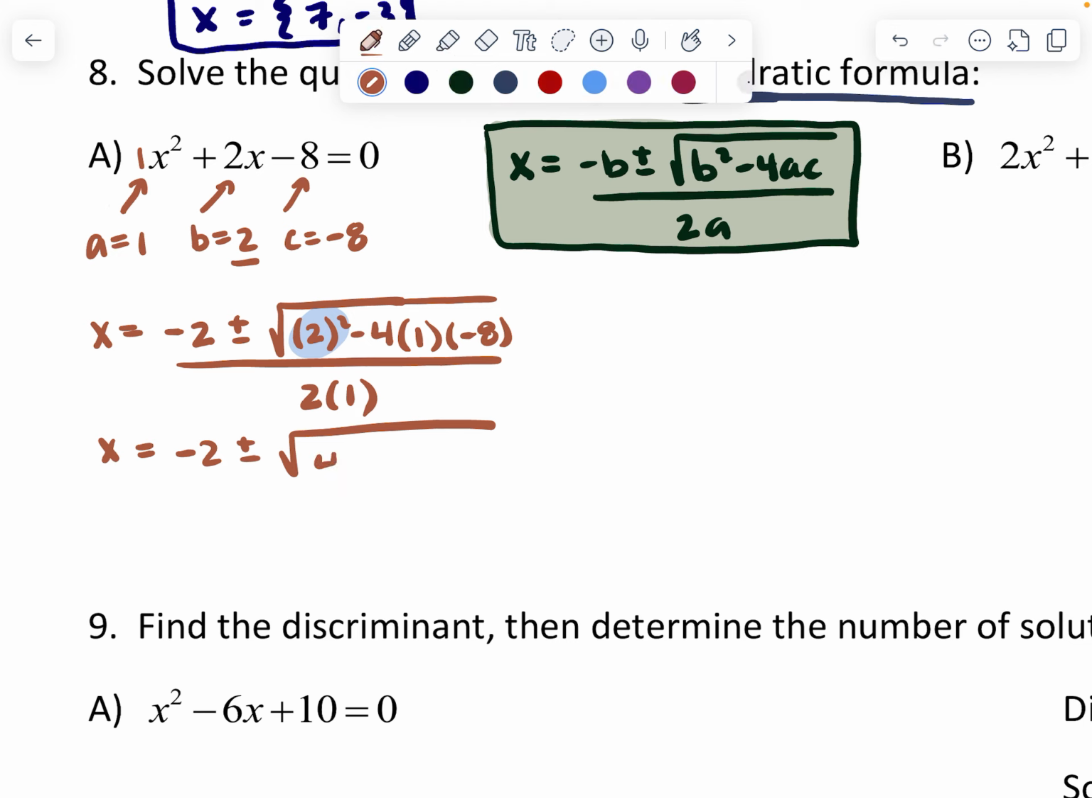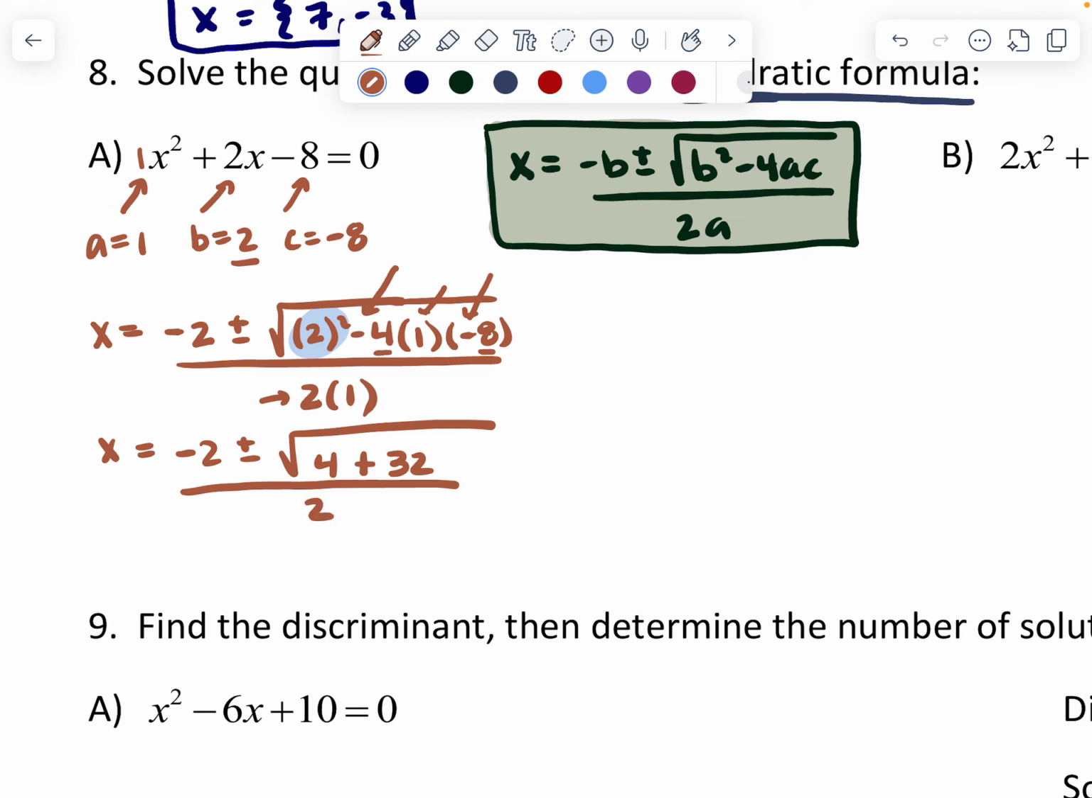Okay, so this is 4. Now, you guys, the next thing I like to do is look at these signs. I have a negative times another negative. A negative times a negative is a positive. And 4 times 8 is 32. Now, you might be wondering, wait, you ignored the 1. Look, multiplying anything by 1 doesn't do anything. So, yeah, you can technically ignore the 1. And then it's all over 2 times 1, which is 2.